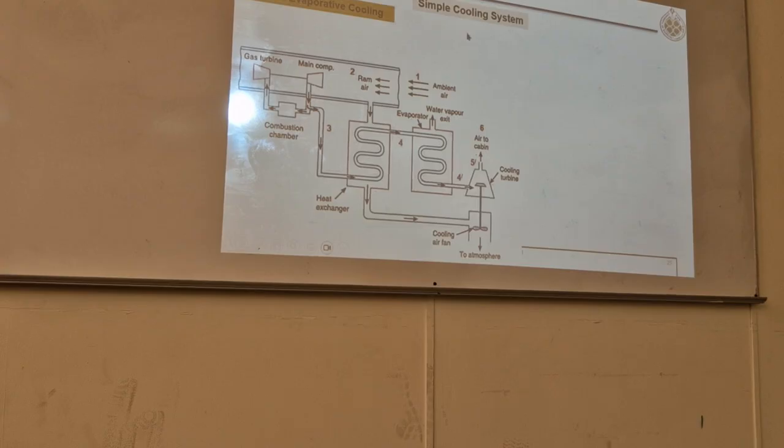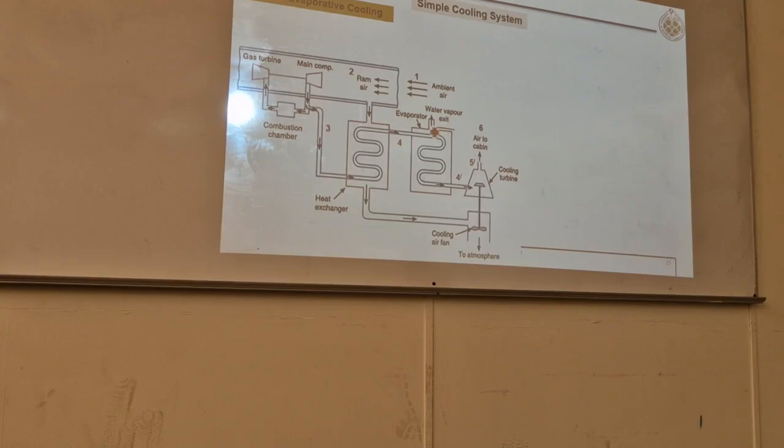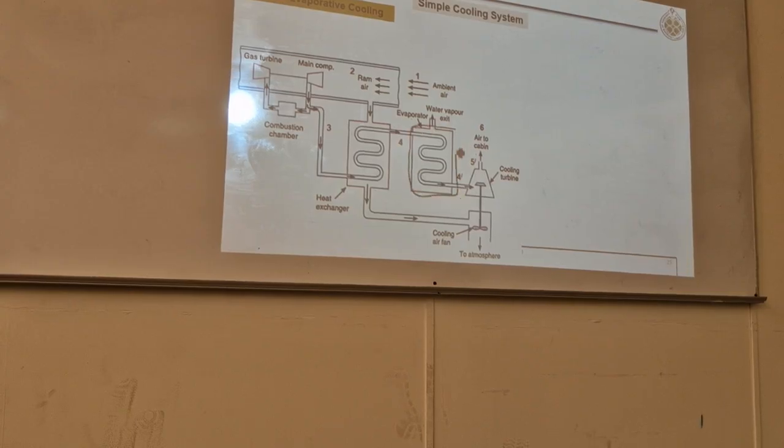Now, another version of simple cooling system with evaporative cooling. What you see here is another heat exchanger. So at the exit of this heat exchanger, we further cool it. Using what? Using some refrigerant which is evaporating, if you want lower temperatures. Okay, and then it is sent to a turbine.